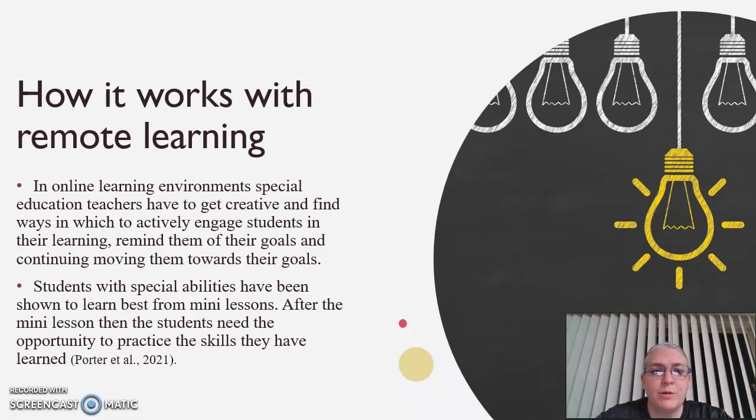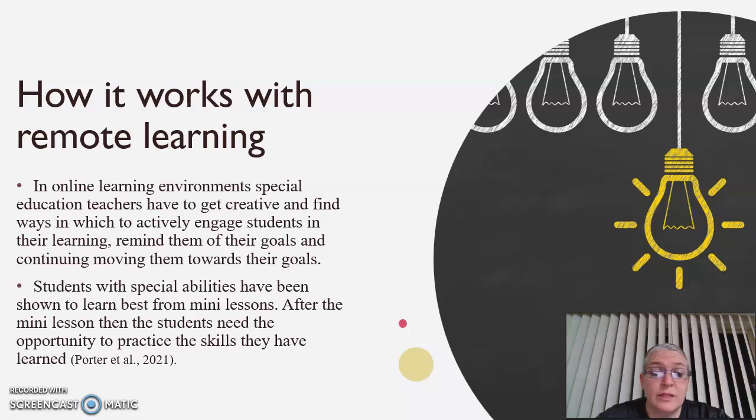How it works with remote learning. Due to the pandemic, this has been a big thing. So in online learning environments, special education teachers have to get creative and find ways in which to actively engage students in their learning, remind them of their goals, and continue moving them towards achieving their goals.